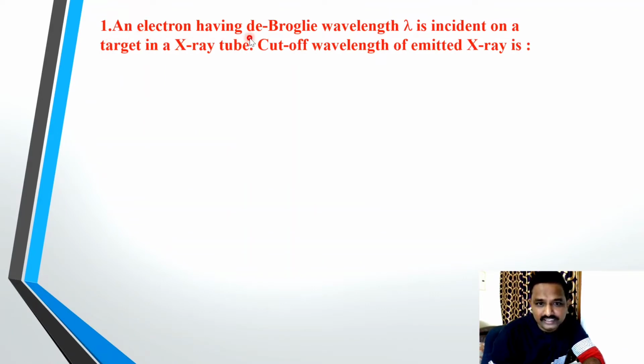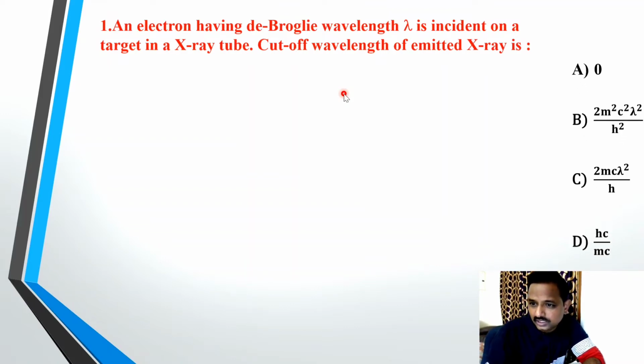An electron having de Broglie wavelength lambda is incident on a target in an X-ray tube. The cutoff wavelength of the emitted X-ray is? So we have to calculate the cutoff wavelength of the emitted X-ray. Here are the options. Option A: 0. Option B: 2m square c square lambda square by h square. Option C: 2mc lambda square by h. And option D: hc by mc.